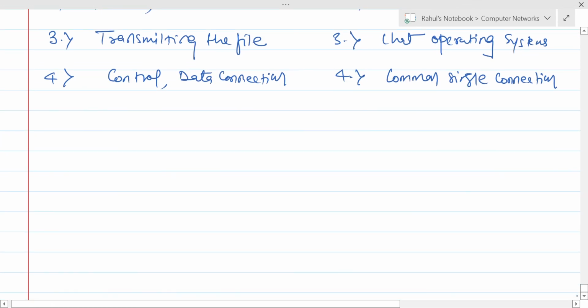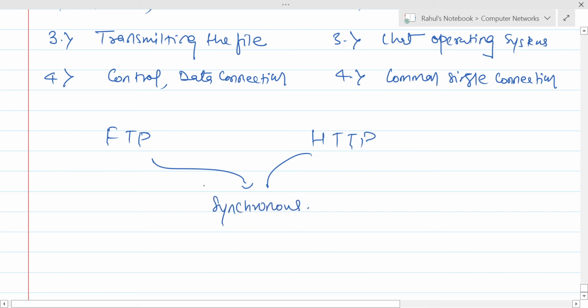Now if we talk about FTP and HTTP, you know that one thing is common between both of them: both are synchronous protocols, that is, the clocks between both the devices should be synchronized, right? And one more common thing between both protocols is that both are non-store and forward.